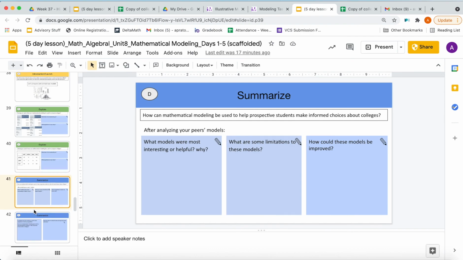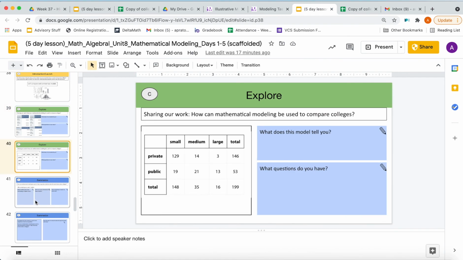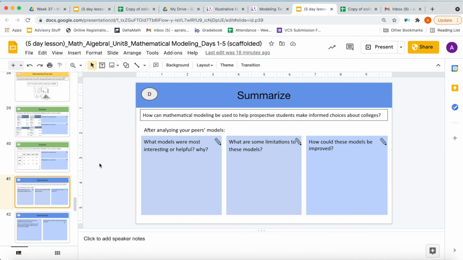Finally, we get to the summary, and you can answer these questions for your slides. You might answer them about the models that your teacher provided you, or you might answer them about the models that I provided you here. So I'll just go back and let you preview them again. And so you can think about which models were more interesting or helpful for you and why. What are some limitations of these different types of models, and how can these models be improved?